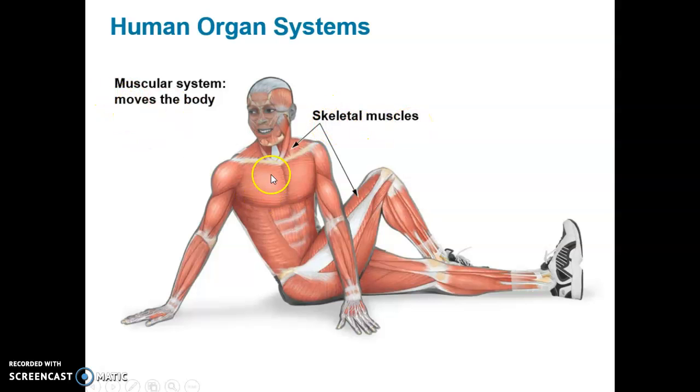Main function is to move the body, but also generate heat. When you exercise, your body temperature warms up, right? You feel warmer because your muscles are using so much glucose, cellular respiration, and it generates heat.